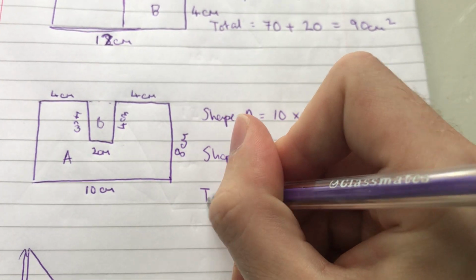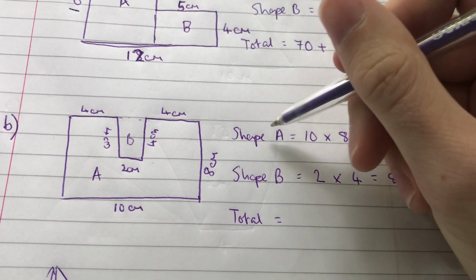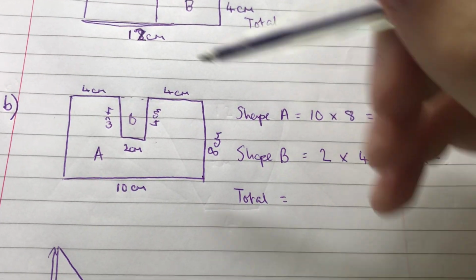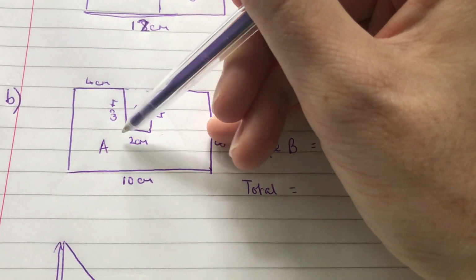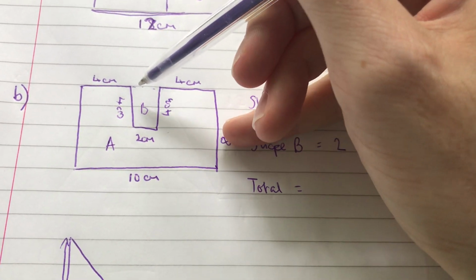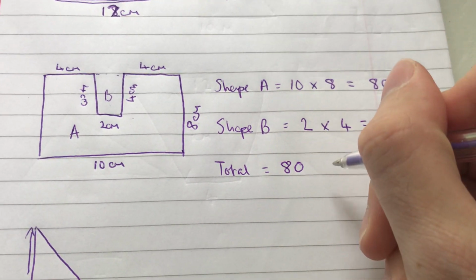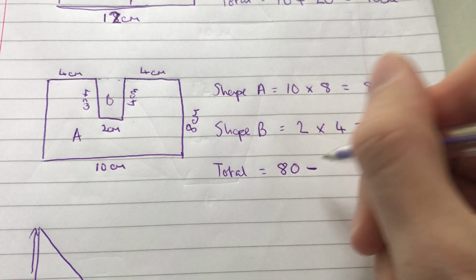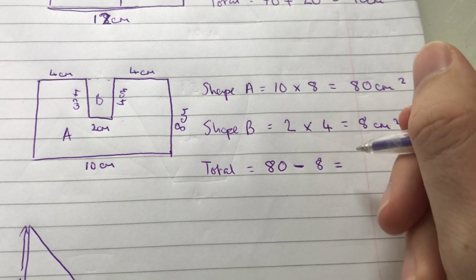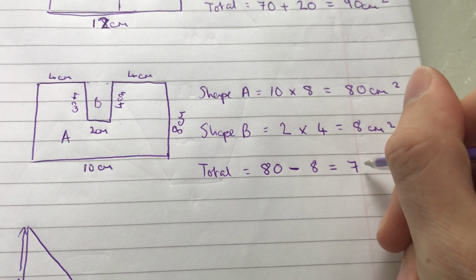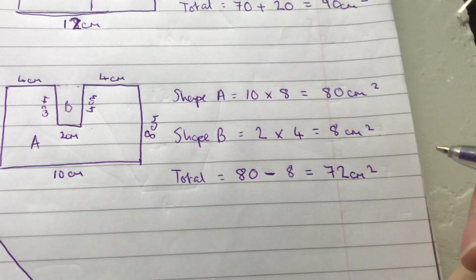So the total area will equal shape A take away shape B, because shape A is this entire thing, then shape B is a smaller cross section. So the total is 80, take away shape B, which is 8. So 80 take away 8, that'll be 72. And our units are centimetres squared.